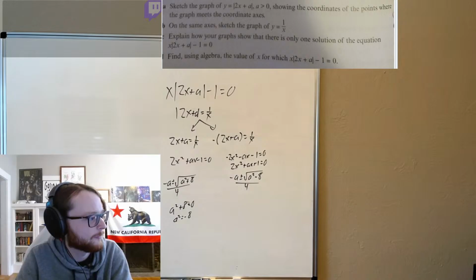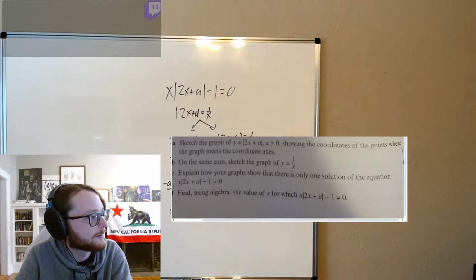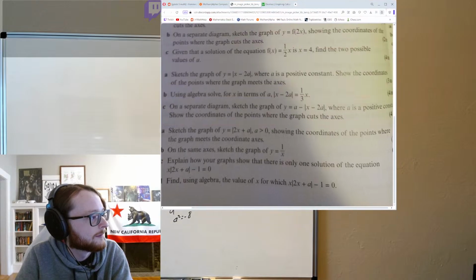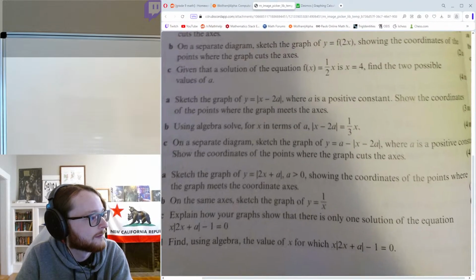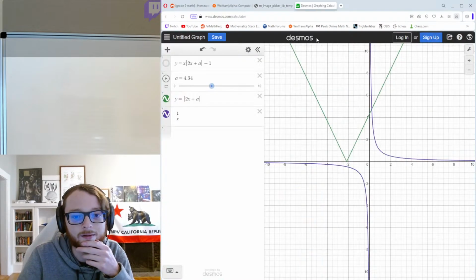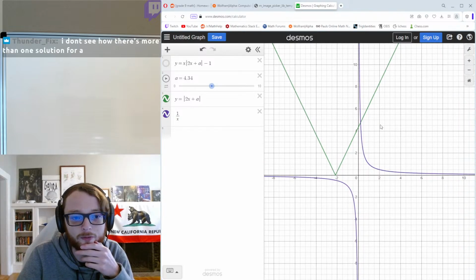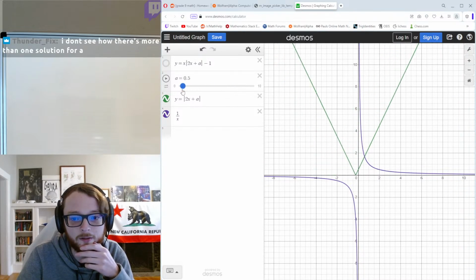Yeah. So let's look back at Desmos because I'm getting a little confused on what's happening here. Is this point where they intersect always the same, I guess is my question. It's clearly not.